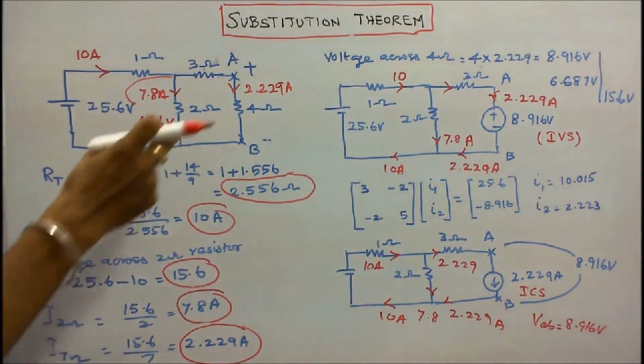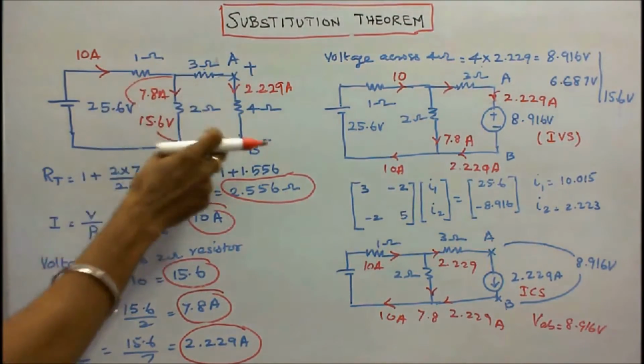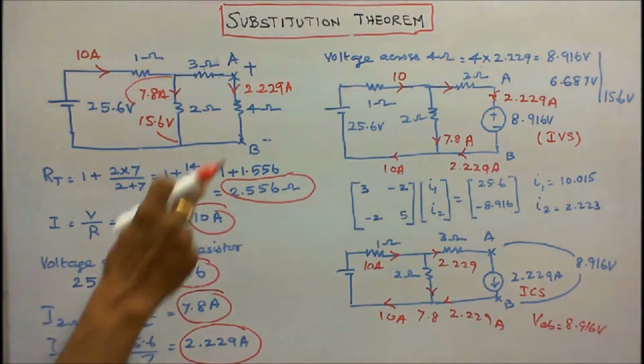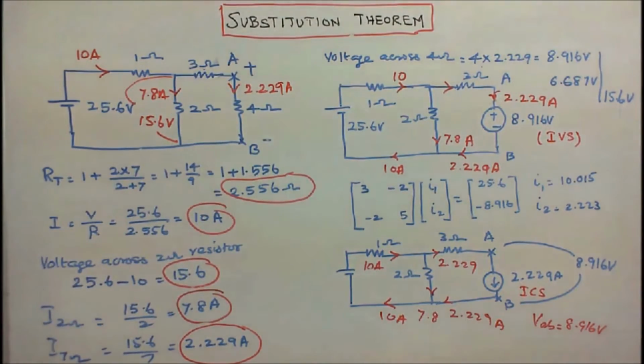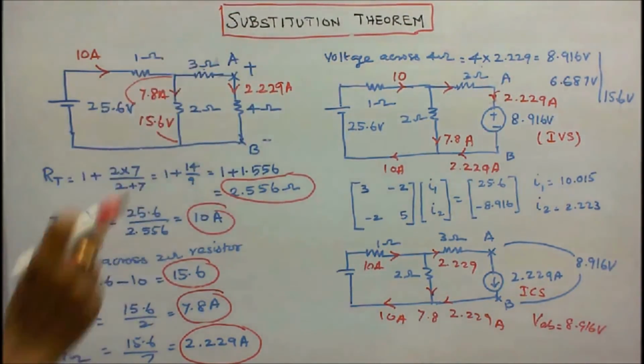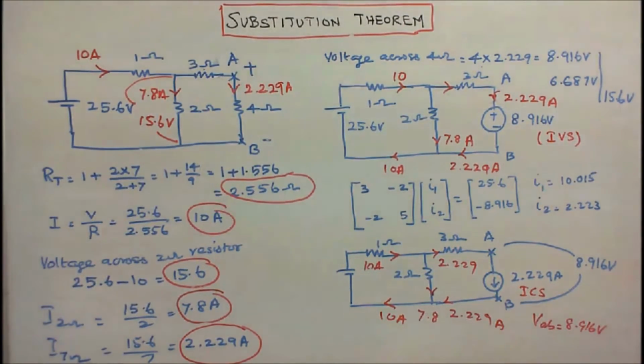Similarly, I can find the current flow in the 7 ohm resistor. These two resistors are in series, and in a series circuit, current is constant. In a parallel circuit, voltage is constant. Therefore, 15.6 divided by 7 is equal to 2.229 amps. The question is, I have to substitute an independent voltage source. Here the voltage drop in the 4 ohm resistor is 4 into 2.229, that is equal to 8.916 volts. For the 3 ohm resistor, 2.229 into 3 is equal to 6.687. So 8.916 plus 6.687 is equal to 15.6 volts. Kirchhoff's voltage law is verified.